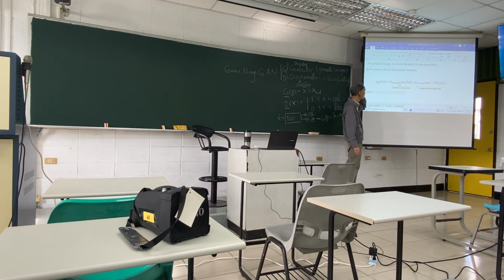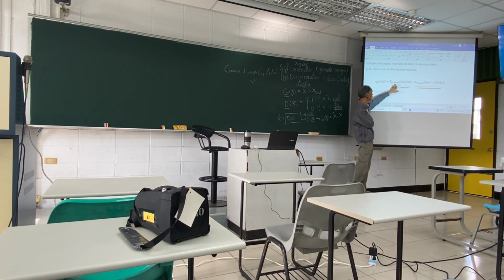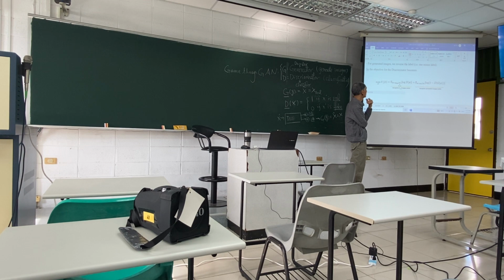Now, D is our discriminator, and E means expectation. Suppose x is the truth, the real data, and P means the distribution of the real data. So we take D of x, and then we try to maximize it.